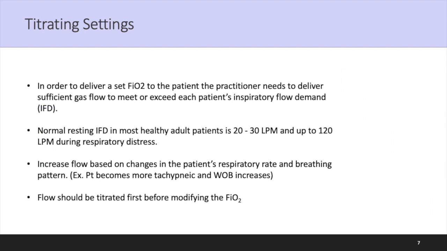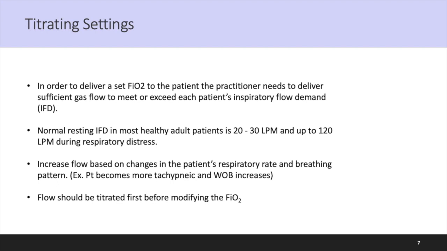So as far as titrating settings, we'll come back to this concept of inspiratory flow demand, right? In order to deliver a specific FiO2 that we set, we need to be providing all the gas to the patient, so they're not inspiring and entraining room air and lowering our fraction of inspired oxygen. So if the patient's got a high work of breathing, turn up our flow. That'll allow us to set a more fixed FiO2.